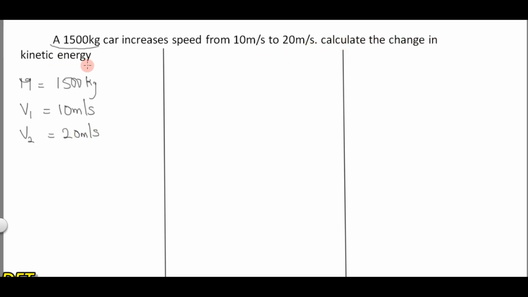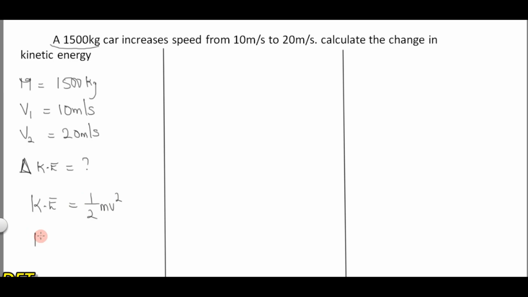Calculate the change in kinetic energy. So what we're looking for is the change in what? In kinetic energy. That's delta kinetic energy. So we know that kinetic energy is equal to half mv squared, right? This is the formula for kinetic energy.